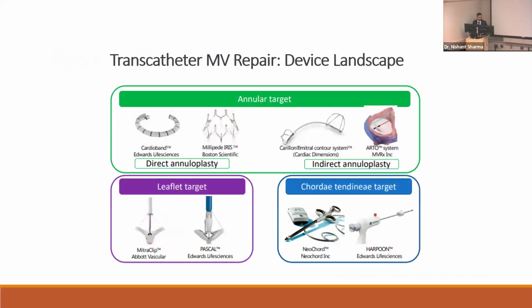So when we look at the landscape of transcatheter devices, it's pretty broad, and this picture could actually be a bit more extensive, but this is just for highlighting a point that there are different options available targeting different parts of the anatomy. For the purposes of this talk, we're really focusing on leaflet targets. So that would be the MitraClip, which is an Abbott product. And then I'll highlight some info about PASCAL, which is an Edwards product that isn't approved yet in Canada, but is approved in the States and Europe.